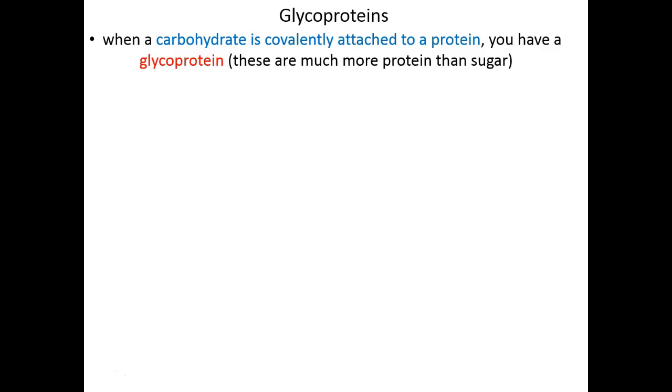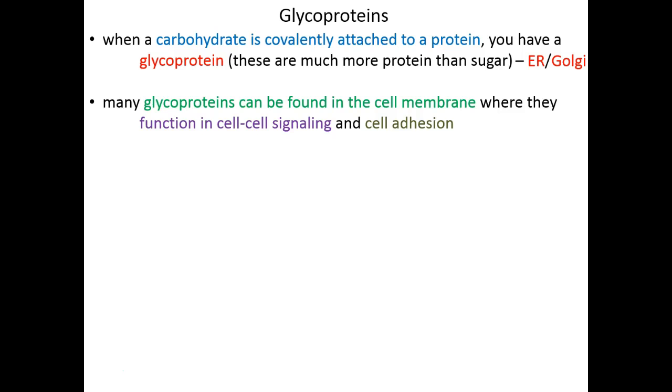Whenever you have a carbohydrate, that sugar, covalently linked to a protein, you have just created a glycoprotein. So glycoproteins are characterized by being primarily proteins with some sugars added to them. They are mostly protein, mostly amino acids with a few sugars on them. The creation of a glycoprotein begins in the endoplasmic reticulum, and it is expanded and finished in the Golgi apparatus. Many glycoproteins are found at the cell surface, embedded in the cell membrane, and they function in the signaling that we talked about in the first chunk as well.